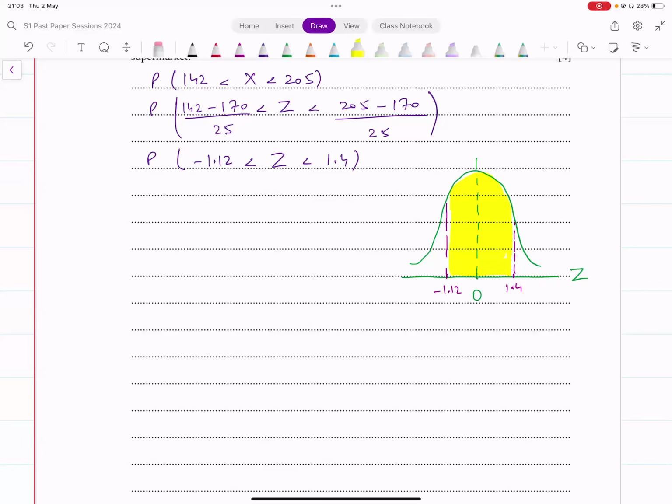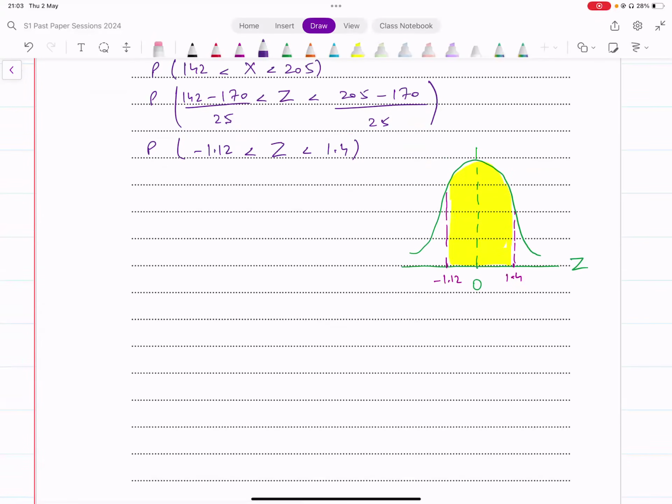Now, this is a standard case that you should learn when you do normal distribution. So it should be nothing new for you. All you have to do is find the total area to the left of 1.4. So you could say it's the same thing as saying probability of Z less than 1.4. That's all of this region. But the problem with that is it will also consider this region. We don't want that region, right? We only want the middle part. So from this total, we subtract the region to the left of minus 1.12.